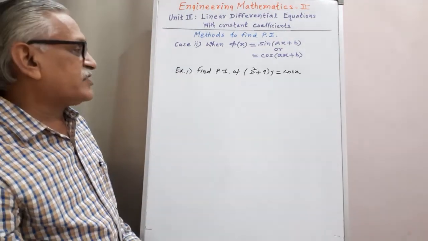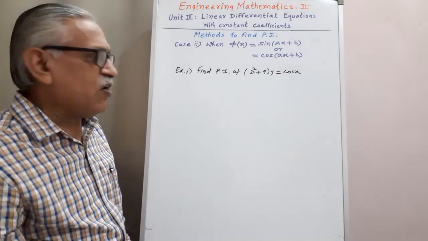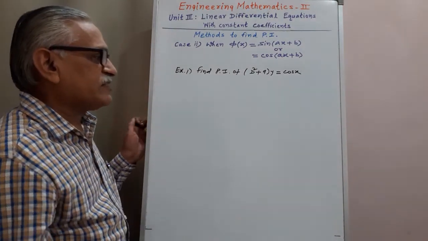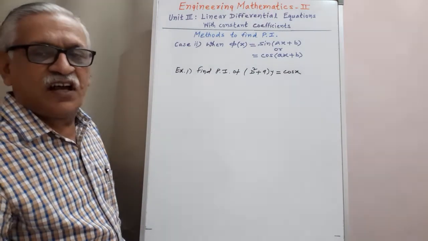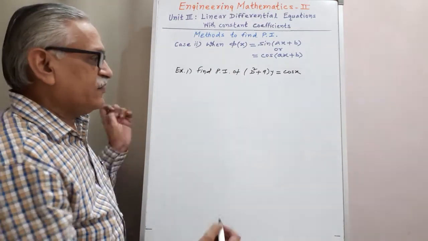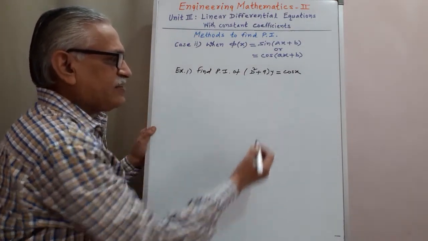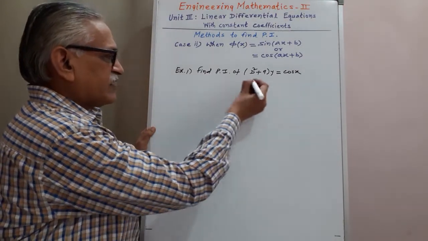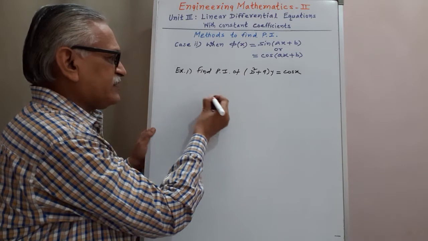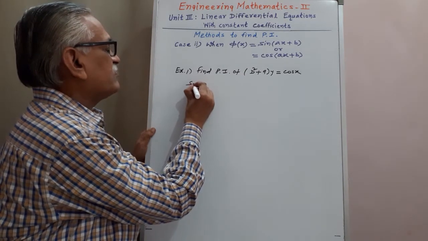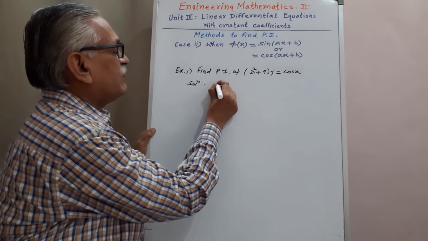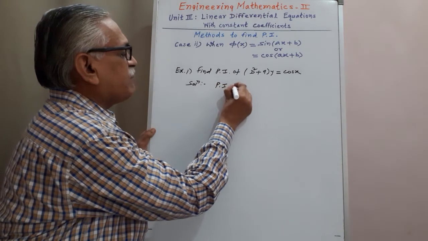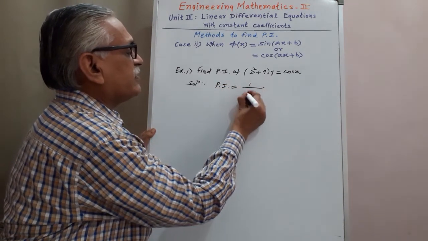Now some examples. First example, find PI of D square plus 9 into y is equal to cos x. Here we have a second order linear differential equation with y as the dependent variable and x as the independent variable. Therefore here we require to find only the PI part. Therefore the solution: the particular integral is obtained by the inverse operator technique.